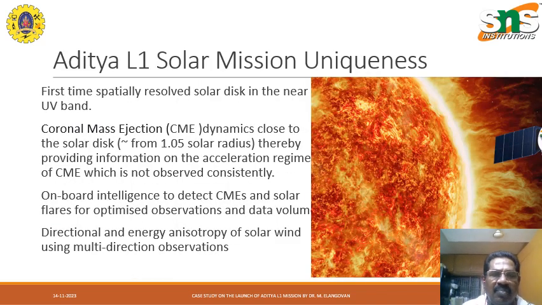Now, what is the uniqueness of this solar mission? It is the first time spatially resolved solar disk observation in the near ultraviolet band. Coronal mass ejection, that is what CME is. Coronal mass ejection dynamics close to the solar disk, that is from about 1.05 solar radius, thereby providing information on the acceleration regime of the CME, which is not observed consistently.